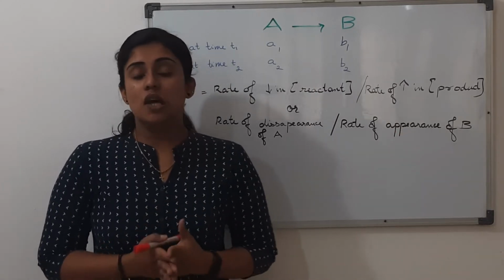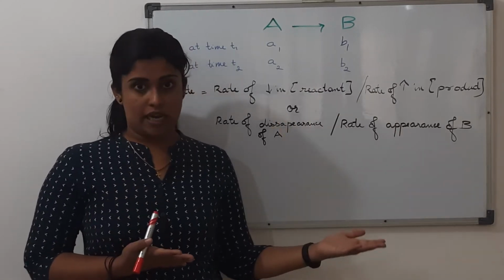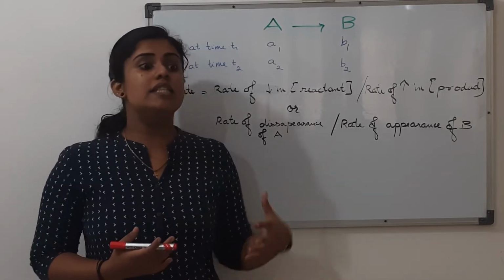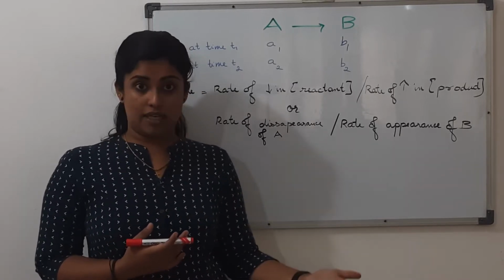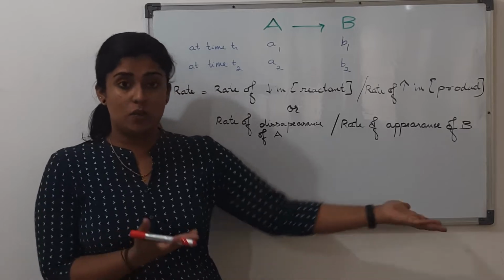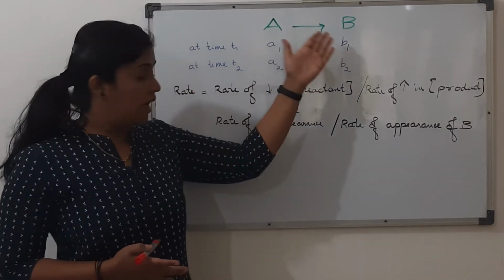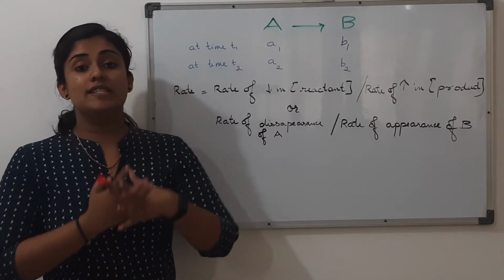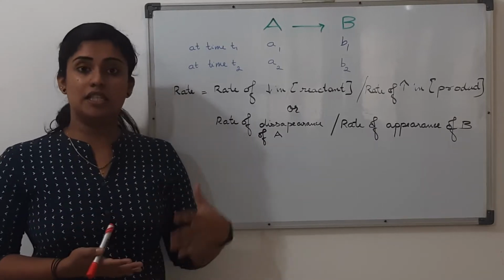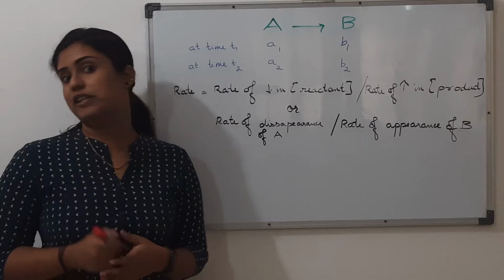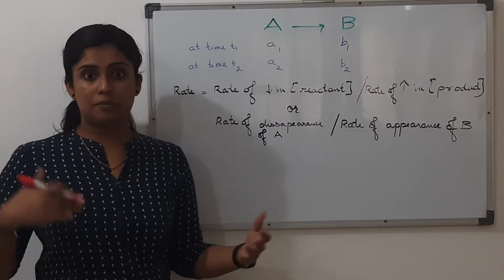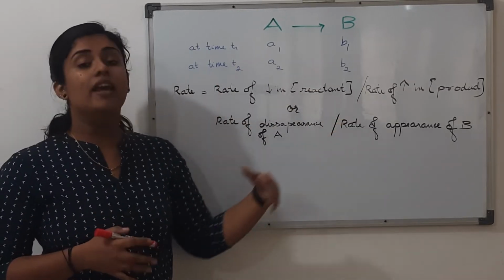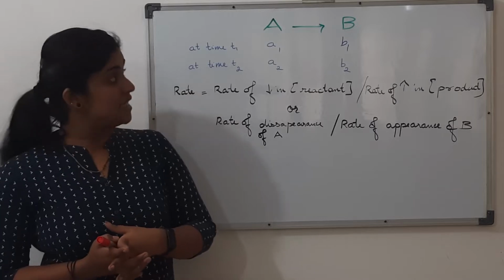Okay, so if you need to know the rate of this reaction, rate is always a change in something with respect to something else, change in X with respect to change in Y. So in this reaction, what is it that changes in a chemical reaction? We can say that the concentration changes with respect to time. So you can represent the rate of this reaction in terms of concentration and time.